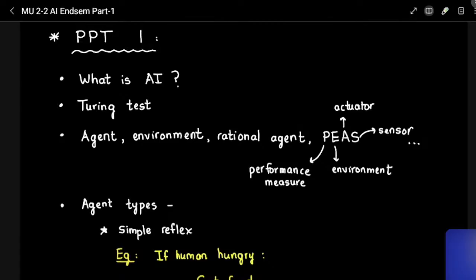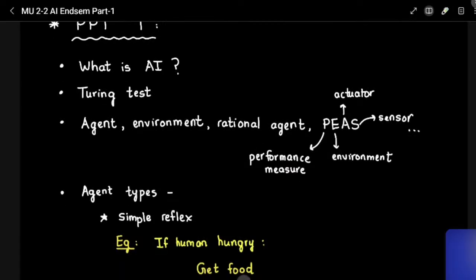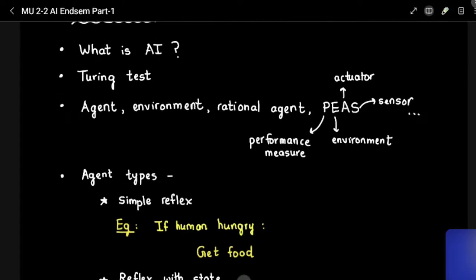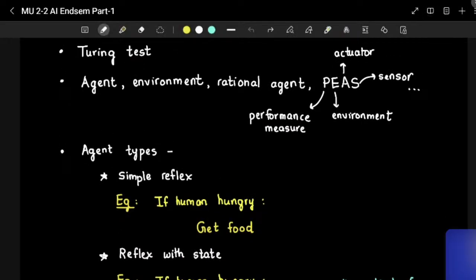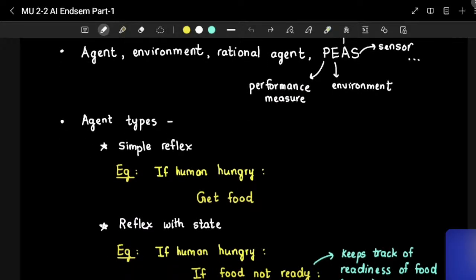So in the first PPT, there is some theory about what is AI and all those things. There is also something about what is a Turing test. You can read, you will find them in the slides. Then there's something called an agent. So agent, environment, and all those things. So what is an agent?